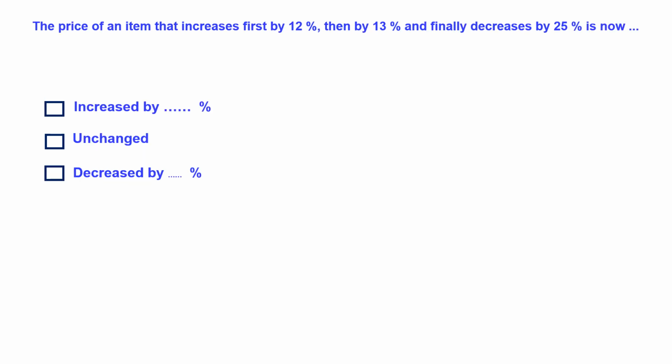The price of an item that increases first by 12%, then by 13%, and finally decreases by 25% is now increased, unchanged, or decreased. Let's say that the initial value is $100. We increase it by 12%, means we want to have 112% of $100. We get $112. Now we want to increase $112 by 13%.